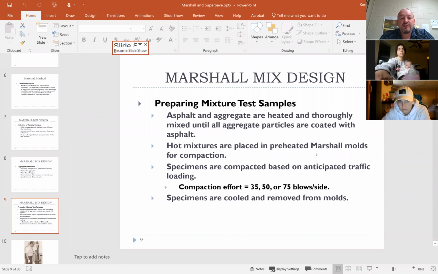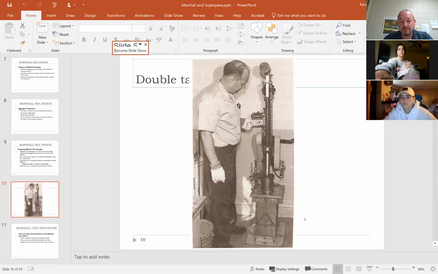All right, so the first thing we do is we heat the asphalt and the aggregates, and we mix it all together, and then we make those Marshall specimens again. So we're talking about a big hockey puck, and we're going to compact that just like you saw in the picture earlier, depending on the anticipated traffic, either 35, 50, or 75 blows per side, and then we allow the specimen to be cooled. You can see a picture here. He's standing over a Marshall compaction piece of equipment, compacting that into the mold.